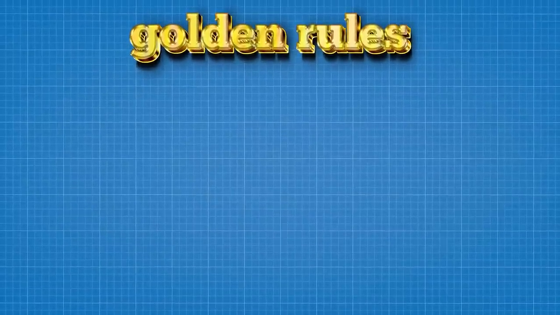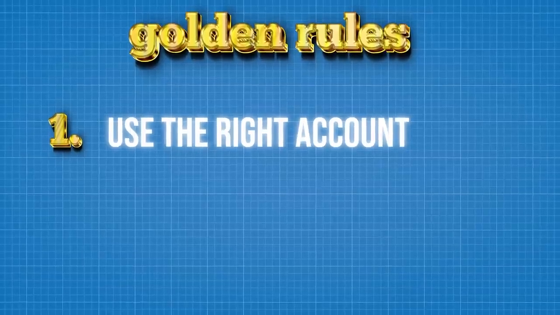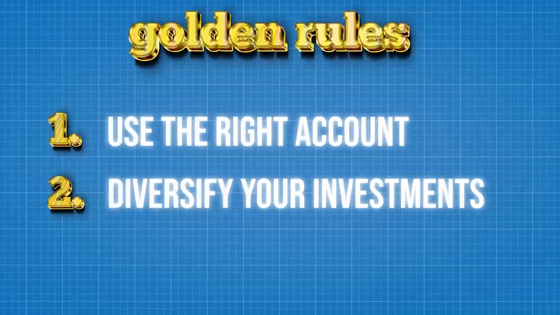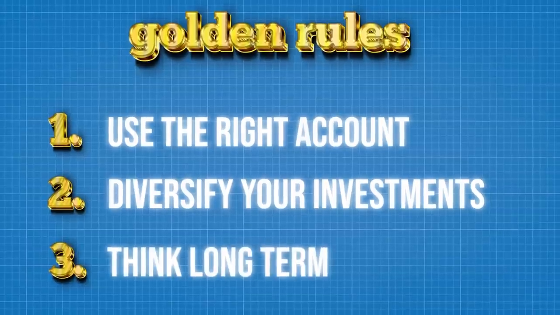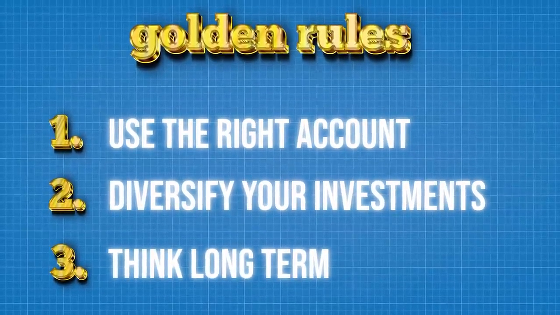My 3 steps go like this. Firstly, you want to make sure that you use the right type of investing accounts. Secondly, you want to make sure that you choose a well-diversified set of investments. And finally, you want to make sure that you stick with this for the long run. Ideally for a period of at least 5 years, but the longer the better.